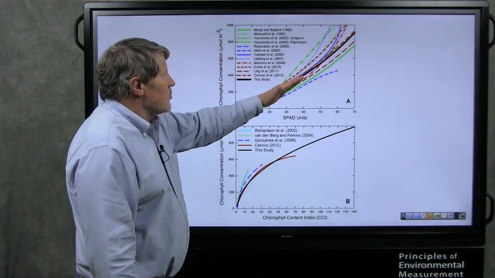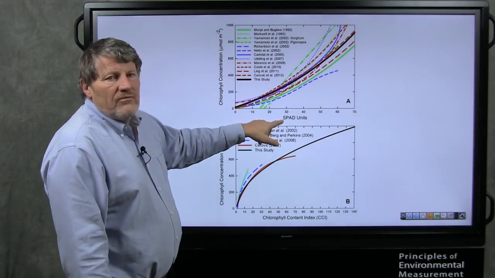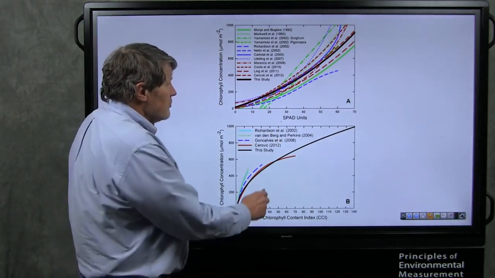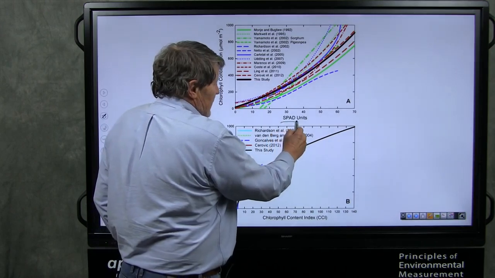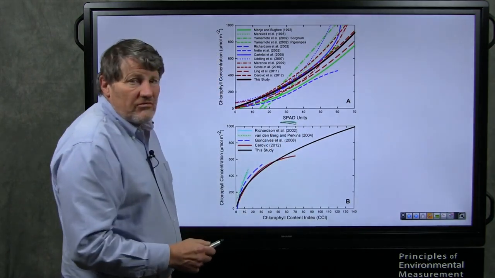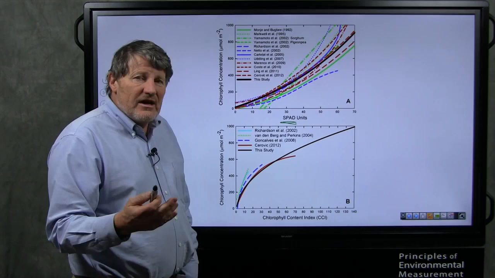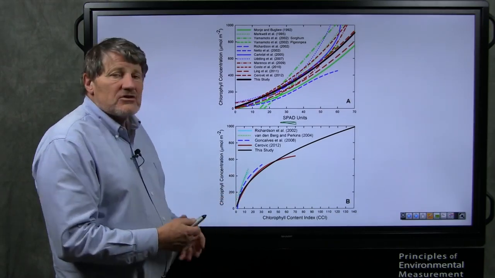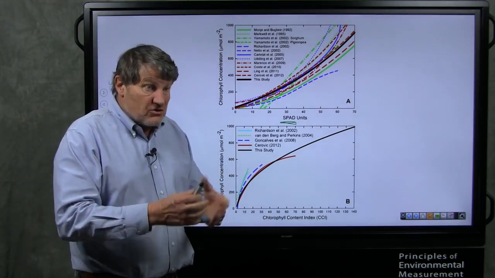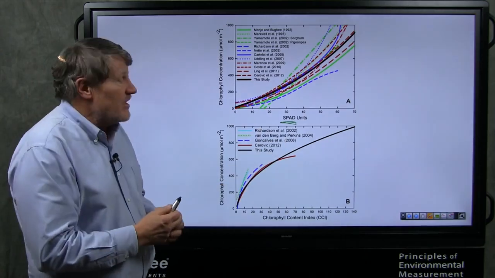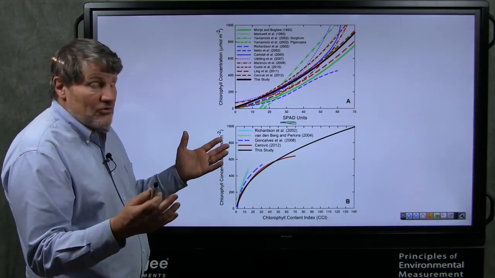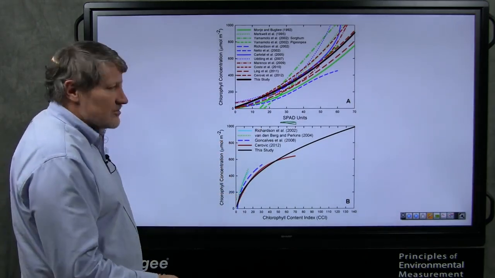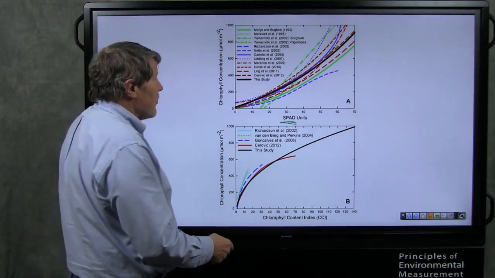Here are curves for the Minolta meter. This unit, by the way, people act like this is a measurement of chlorophyll. SPAD stands for Special Products Analysis Division. It's just the name of the division in Minolta that developed it. It's not a unit of chlorophyll concentration. It's a name of a group of people.